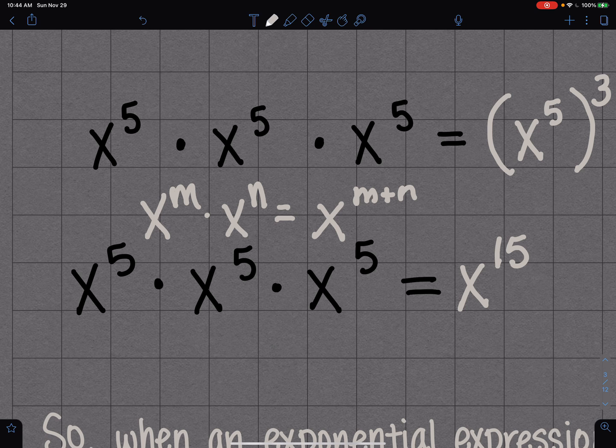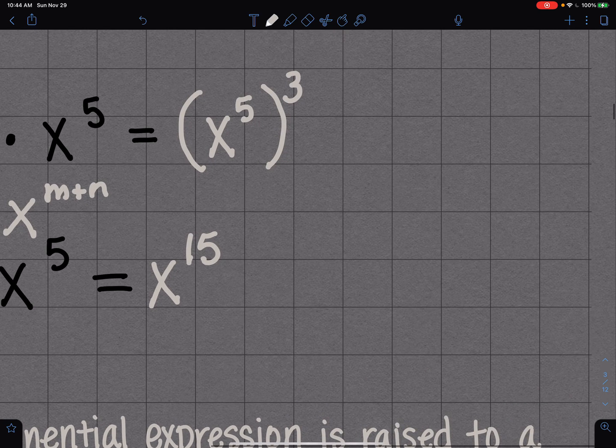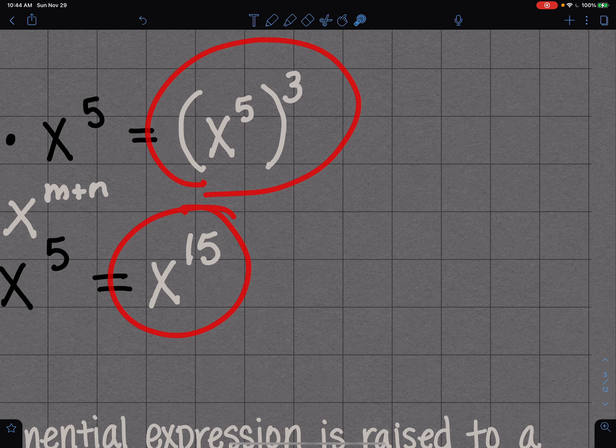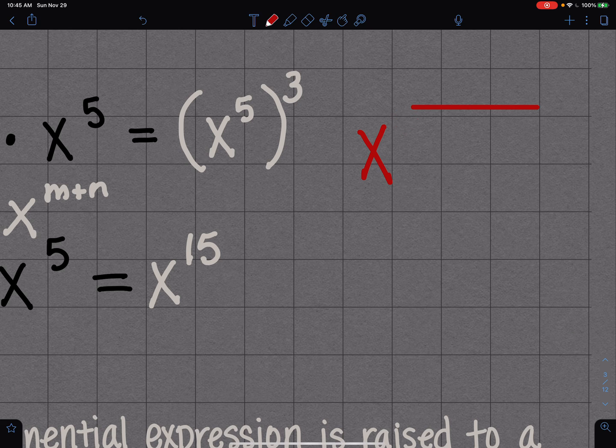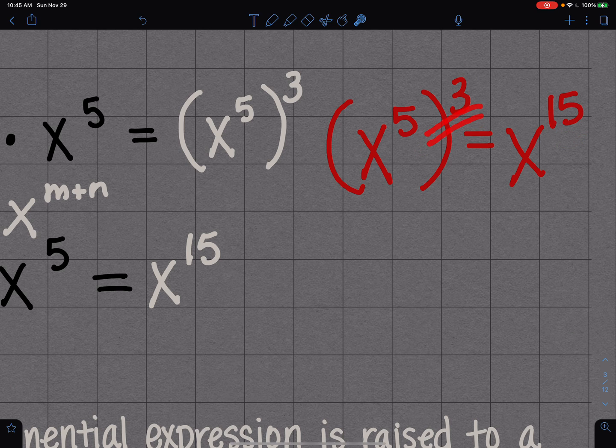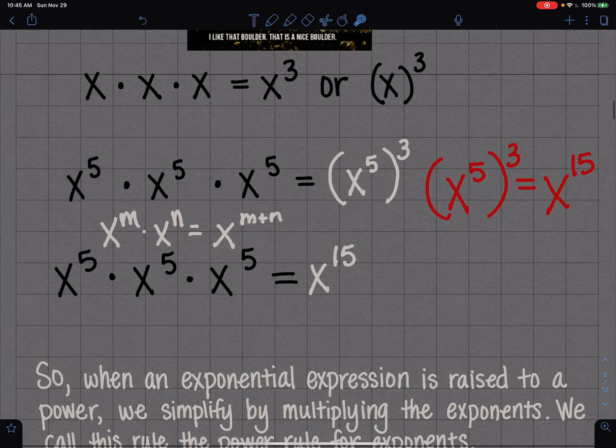So now, this is the cool part. Now we know that this must equal this, because they're both perfectly valid ways to write it, right? So we can do x to the fifth raised to the third power is equal to x to the 15. So when you've got parentheses and then another exponent outside of it, what is this telling you that you do with it? It's telling you have to get 15. You're going to have to multiply those. So that is the parfait rule.